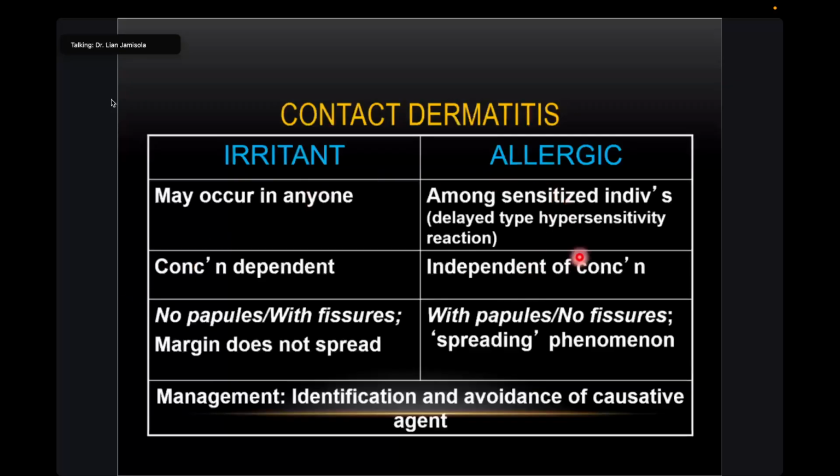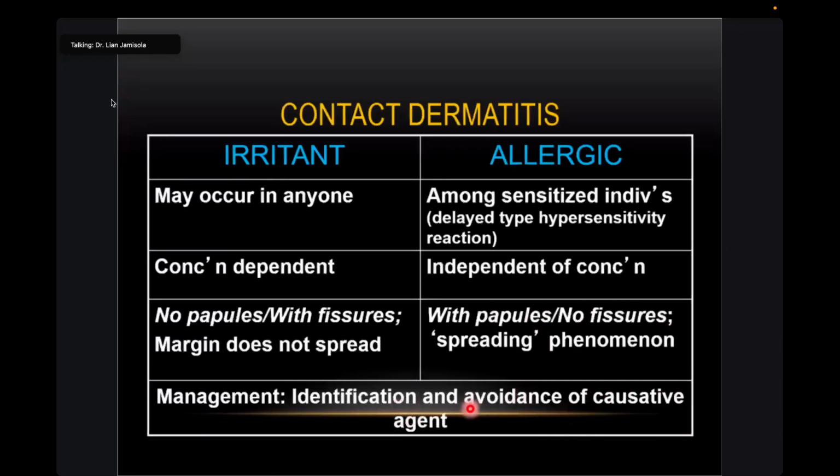Okay? For allergic, it happens only among sensitized individuals. Those with a delayed type hypersensitivity reaction. This is your type 4 delayed type hypersensitivity reaction. Okay? And it's independent of concentration, meaning even just one drop, if you're really allergic to that, your reaction can be exaggerated, more than that one drop. Okay? So that's why it also has the spreading phenomenon. They present usually with papules with no fissures.